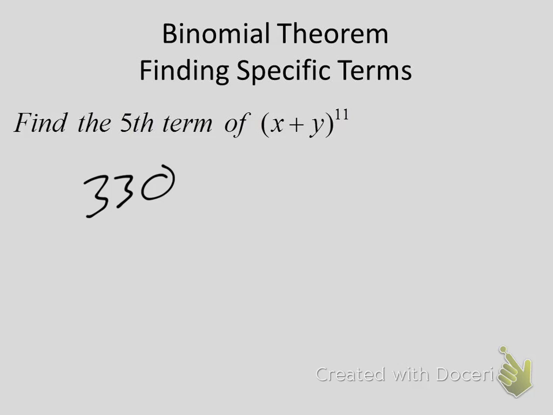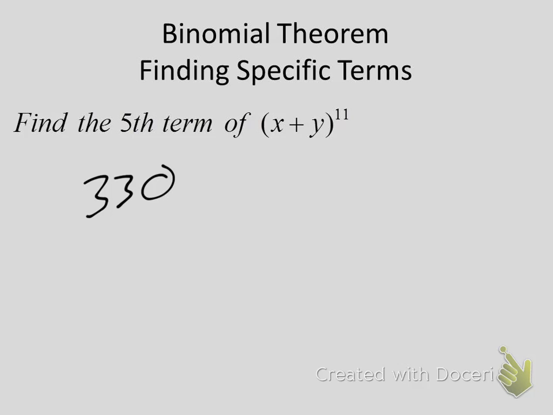Now, the first term. First term would be x to the what? The first term is x to the 11th. So you just count down, and then you go down from there to the 5th, which will be 7. First term would be 11, second term would be 10, third term would be 9, fourth term would be 8, fifth term would be 7. And last time I checked, 12 minus 5 is 7. So that's why you have to do your terms, not your exponent.